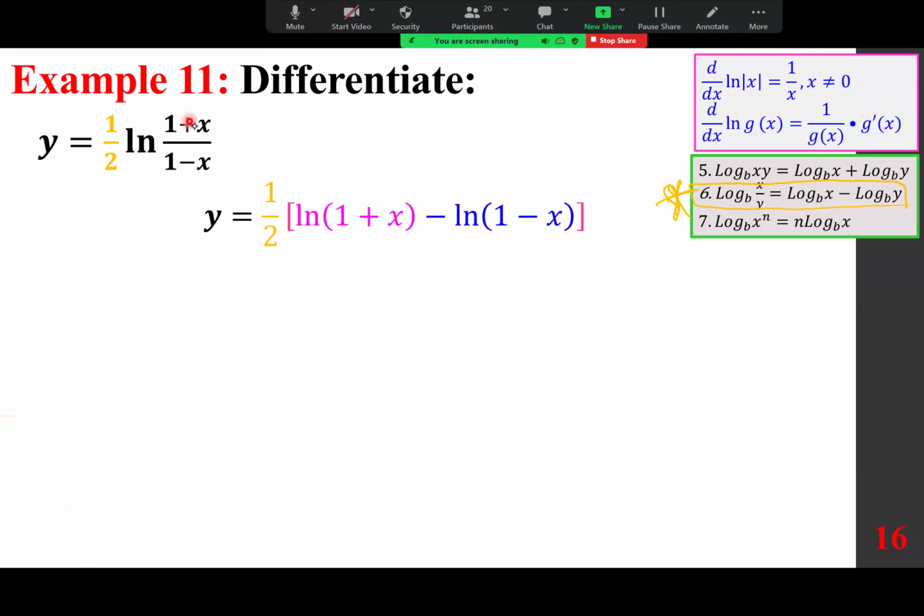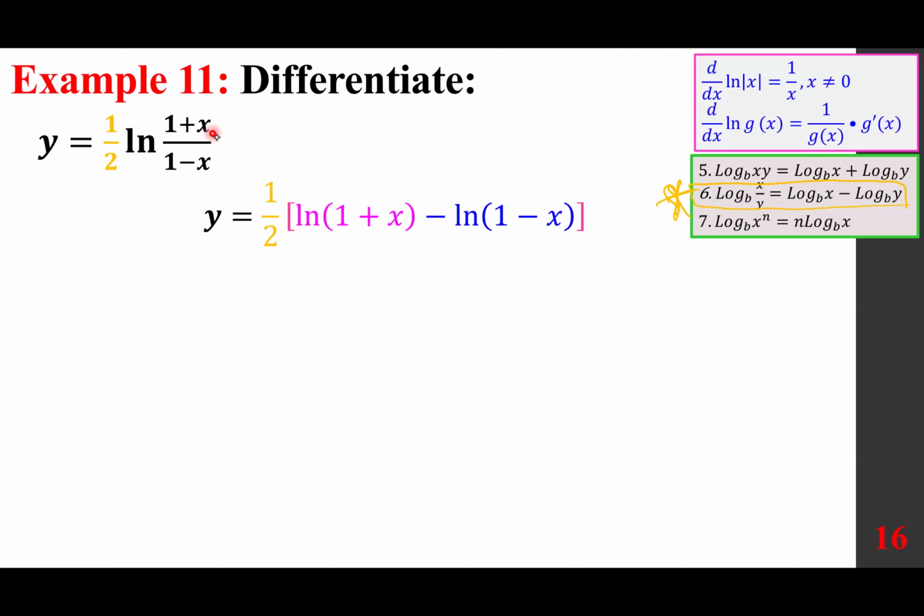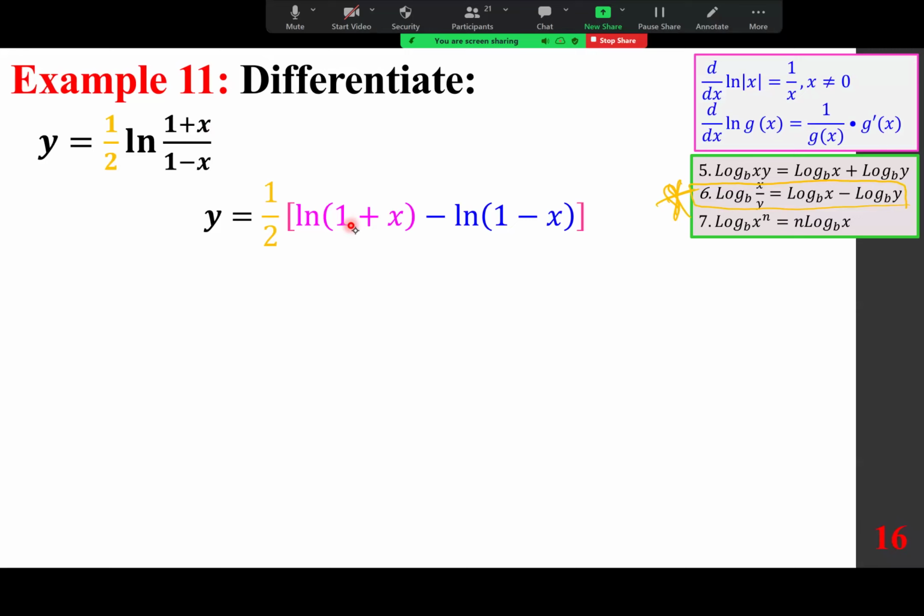If you don't go this route, you keep the 1/2, you flip this over, which is not difficult. Then you have to differentiate this using the quotient rule, and it is really not necessary to go that route. Okay? It's much better to decompose it. So learn decomposition of logs. With that being the case, 1/2 remains. This one you flip over. You get 1 over 1 plus x.